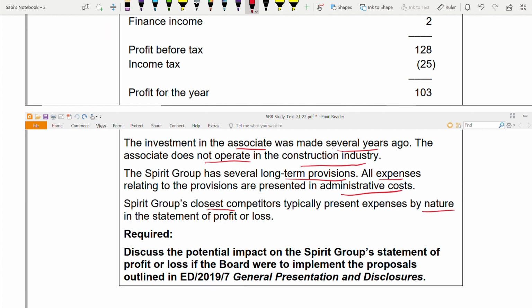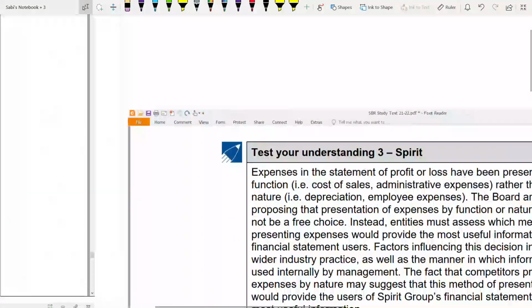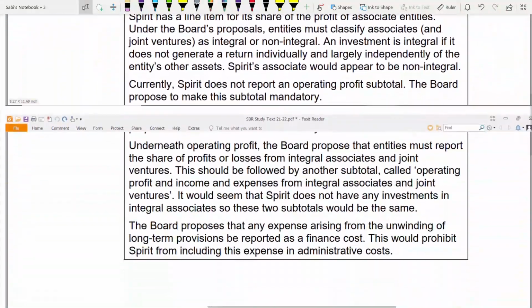So you are required to discuss the potential impact on the Spirits Group statement of profit and loss if they implement the proposals that were outlined in ED 2019-7. ED is exposure draft, July 2019, for general presentation and disclosure. According to this, how expenses have to be disclosed or presented. There are two ways: one is function, one is nature. Let's see how the answer is. Very descriptive in nature.